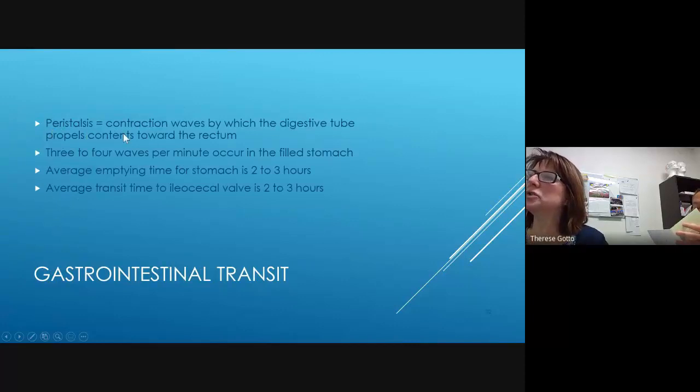Don't forget peristalsis is contraction waves by which the digestive tube propels the contents out toward the rectum. There are 3 to 4 waves per minute that occur in a stomach that's full of food. The average emptying time for a stomach is 2 to 3 hours, and the transit time to the ileocecal valve is 2 to 3 hours. So once it empties the stomach, it's another 2 to 3 hours to that valve.